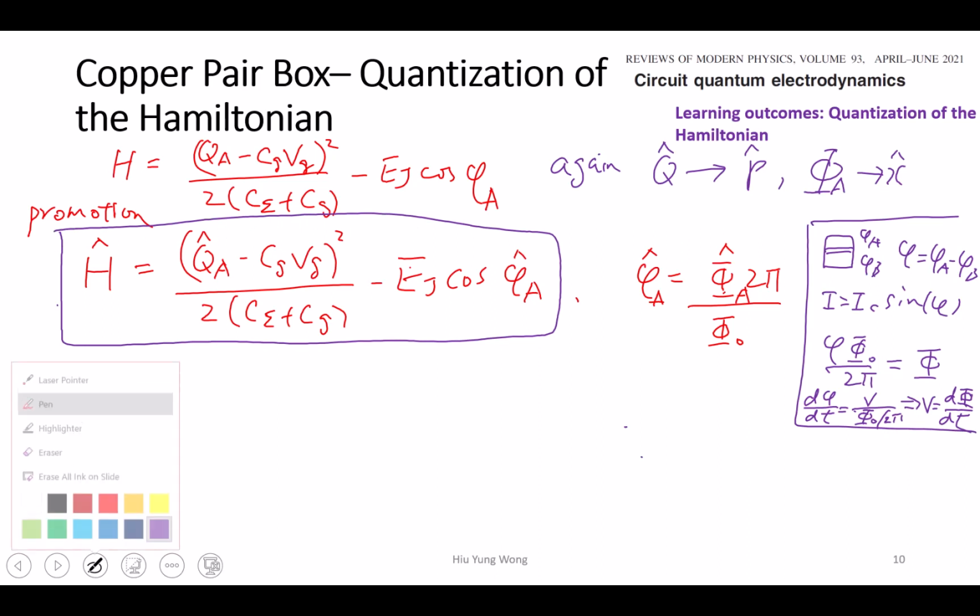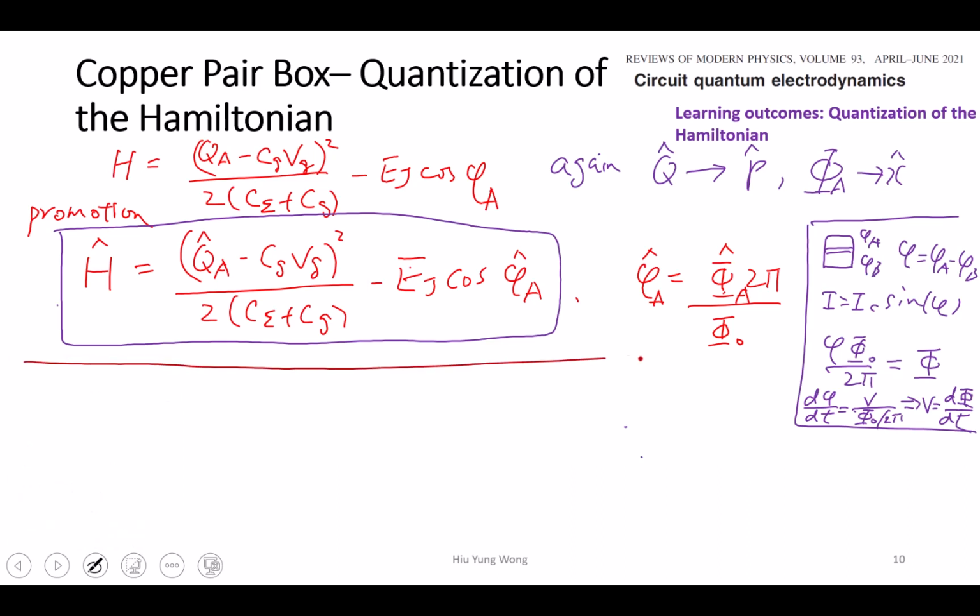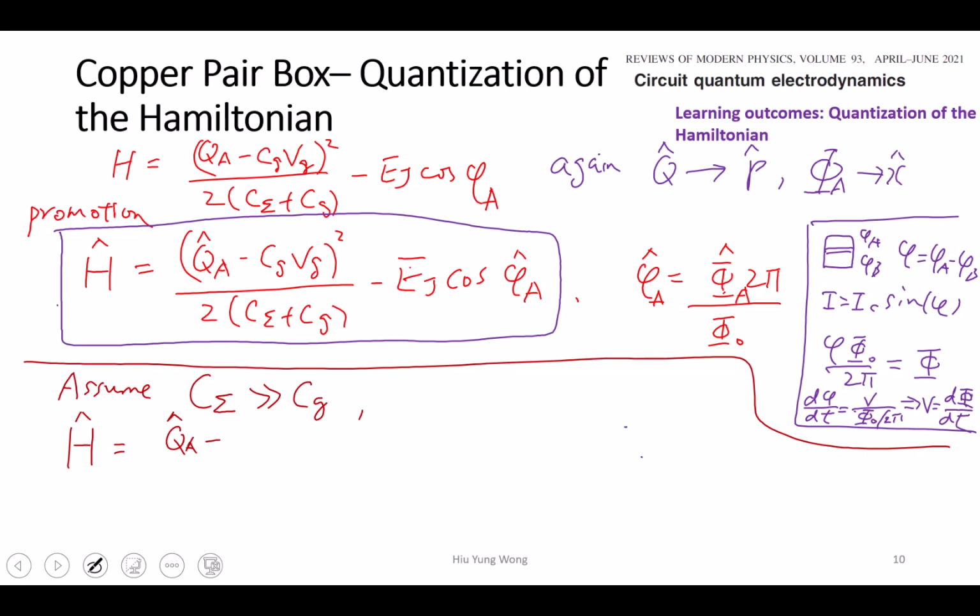Okay. Now we start going to a different regime. So now I assume C summation is much larger than CG, okay? That depends on your circuit setup. Then the Hamiltonian will just be Q A hat minus, and I also want to just say QG defined. This is not the real charge, but defined. QG equals to CG times VG.